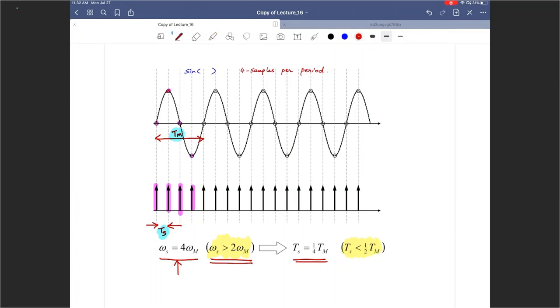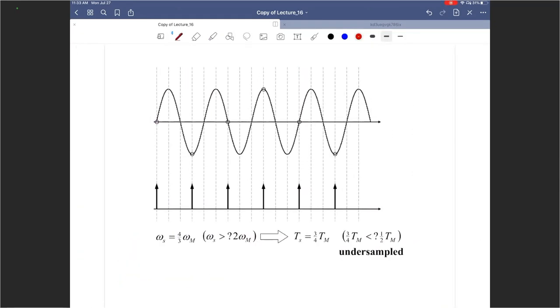But this is an example where you can reconstruct things. And here we are oversampling by a factor of 2, right? Oversampling by 2. And we should be able to get it recovered. Next, let us take a look at this.